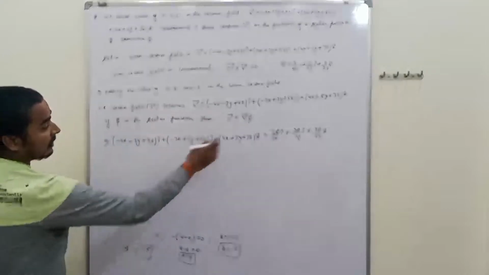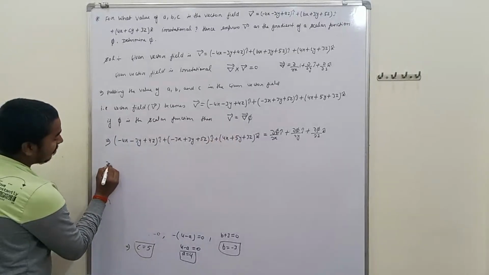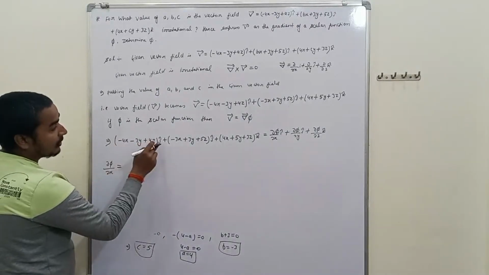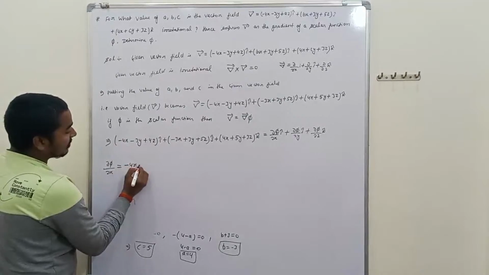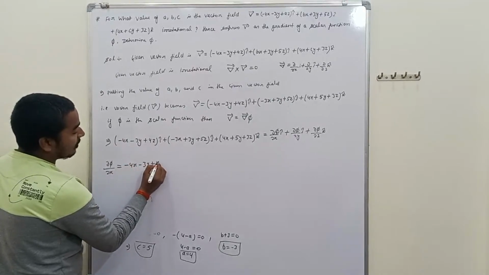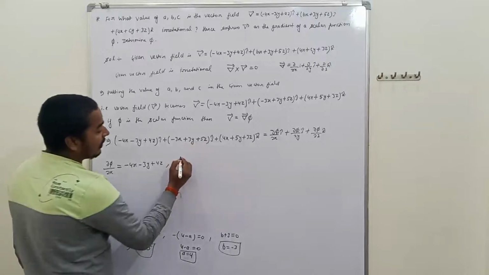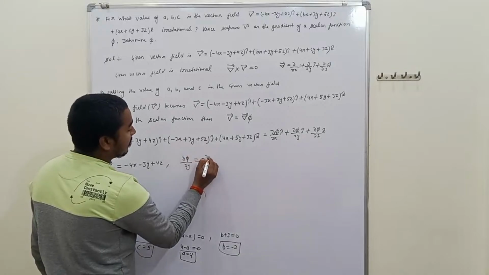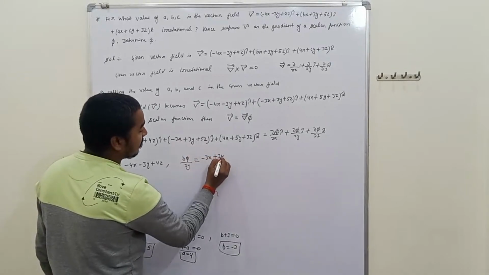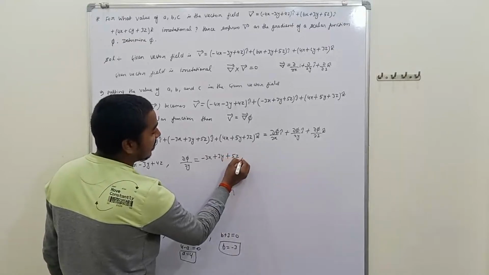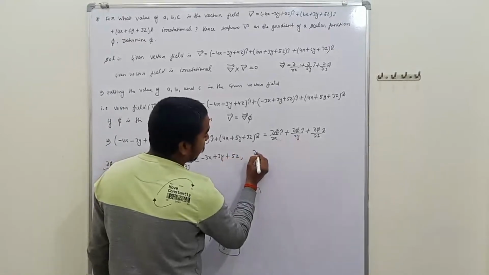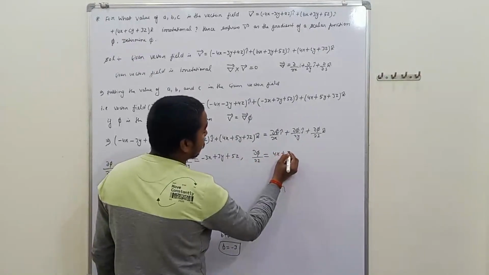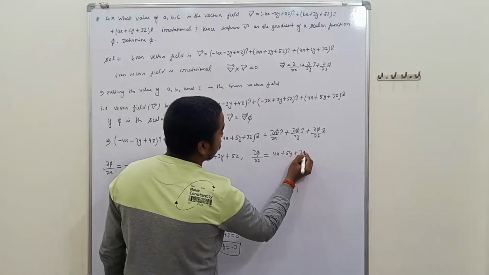We have to equate the terms of i, j, k. That is, ∂φ/∂x is equal to the coefficient of i cap, which is -4x - 3y + 4z, and for ∂φ/∂y, that is -3x + 3y + 5z. Further, we have to equate the terms of ∂φ/∂z, that is 4x + 5y + 3z.